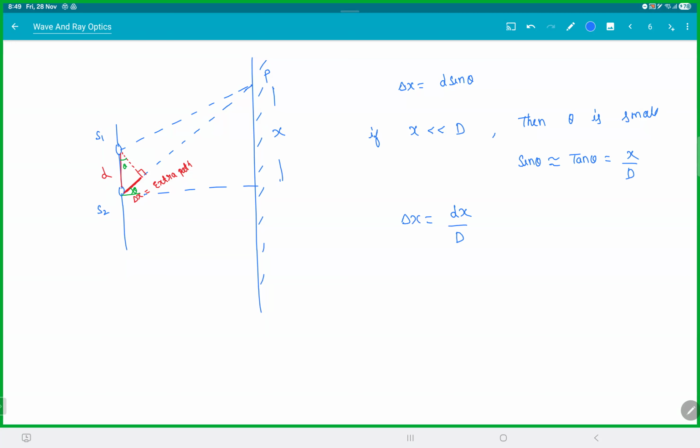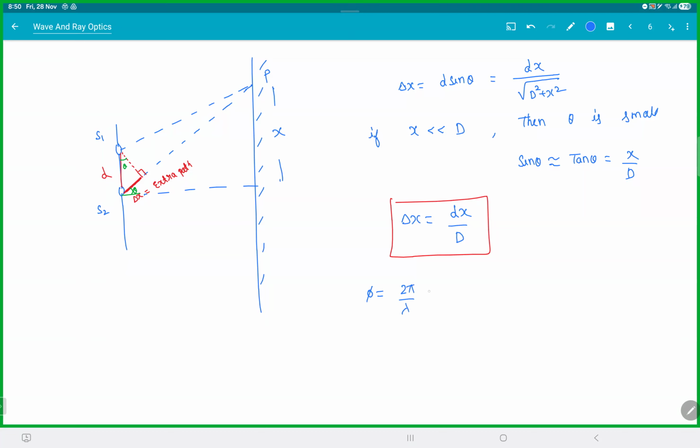So at a mains level, they're not going to mess up with the YDSE. They will keep the YDSE the standard experiment only. In a standard YDSE experiment, x is always small. So theta is small, right? So this is the formula used when x is small. This is the formula we have to use when x is large. So sine theta will be x by root over d square plus x square. Once you got the path difference, you get the phase angle, which is 2 pi by lambda delta x.